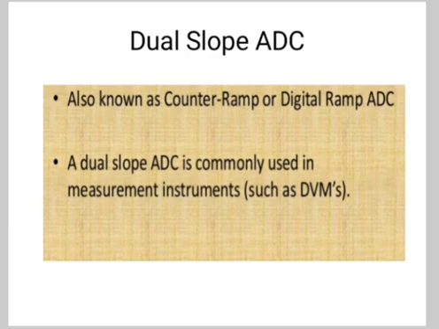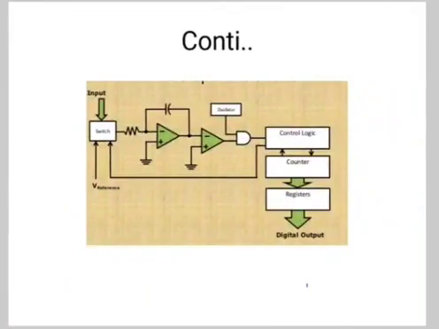In dual slope ADC, the integrator generates two different ramps, one with the unknown analog input voltage VA and another with the known reference voltage V reference. So it is called a dual slope A to D converter. Now this is the logic diagram for the dual slope ADC.